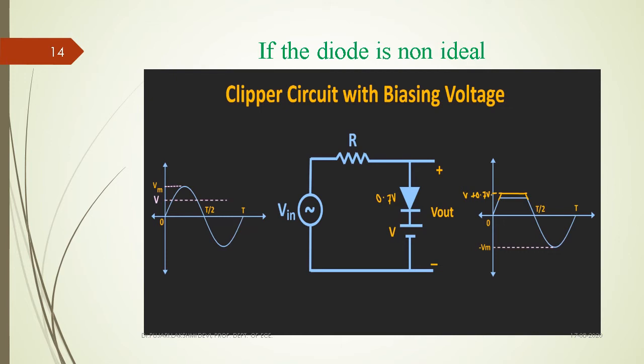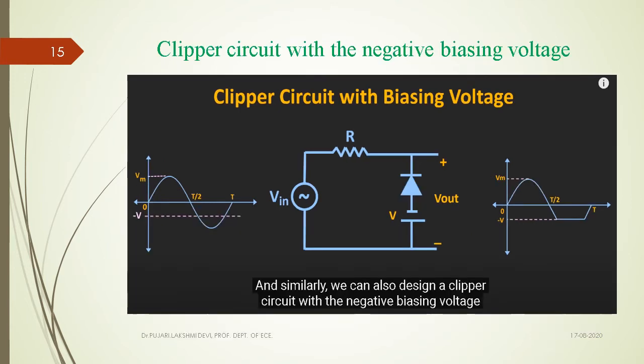If it is open circuit, this output is the same as input. So this is actually the clipper circuit with the biasing. Let us see the next step.